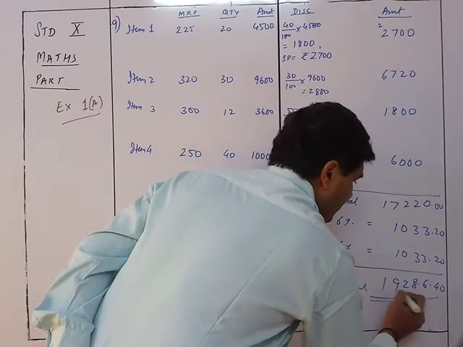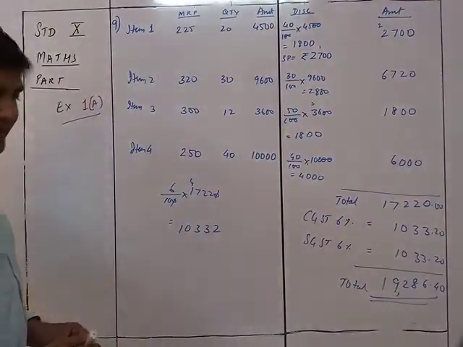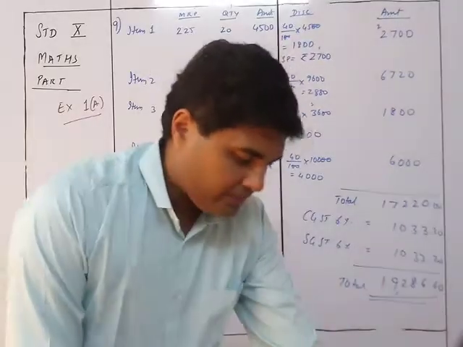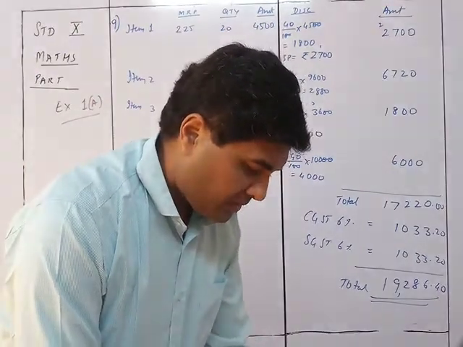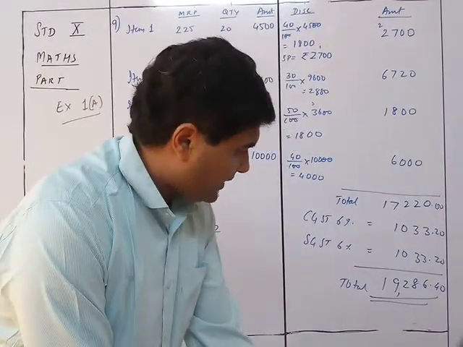So the total amount is 19,286 rupees 40 paisa for sum number 9. So sum number 9, the answer is 19,286.40 paisa.